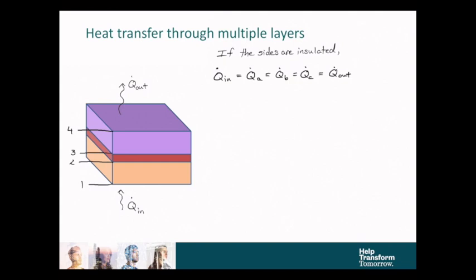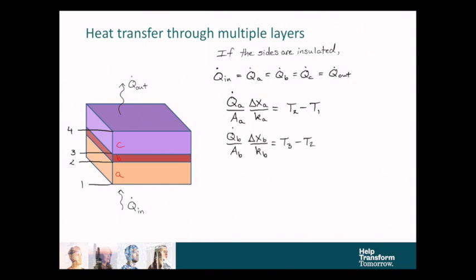So now, given that, we can also rewrite Fourier's law to emphasize the temperature difference. So for this first layer, A, we have that the temperature difference between T2 and T1 is equal to the heat flow, the thickness of the layer, divided by the area of that layer and the thermal conductivity of that layer.